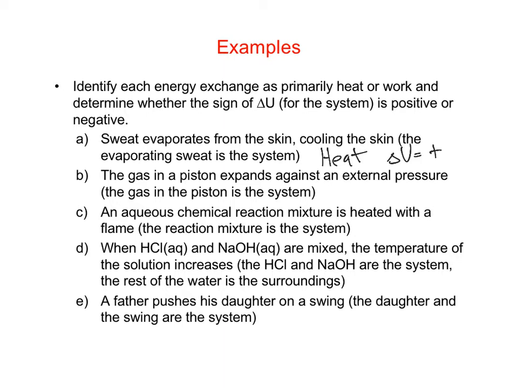In our next one, the gas in a piston expands against an external pressure, and we're told that the gas in the piston is the system. When we have expansion and compression of gases, that is going to be work. In this case, the gas in the piston is expanding, so the gas is pushing the piston up, and so the gas is doing the work. The system, the gas, is doing work on the surroundings, so the system is losing energy in this case, and so delta U is going to be negative.